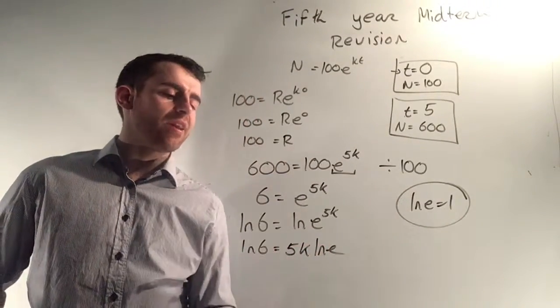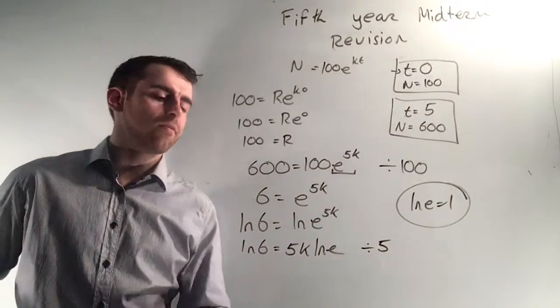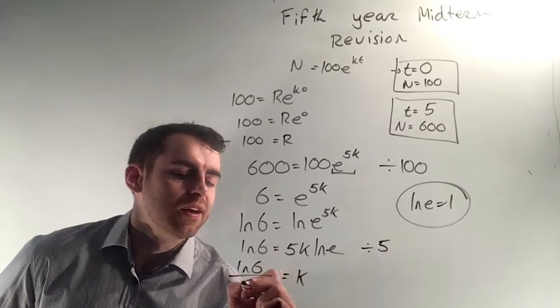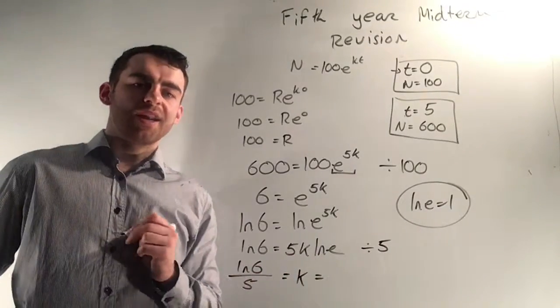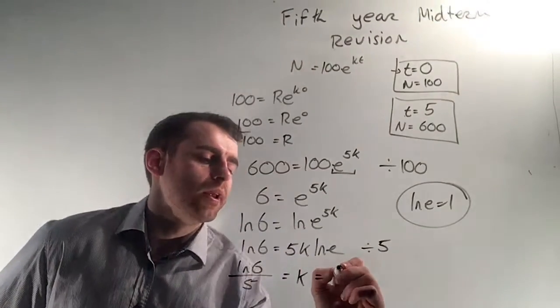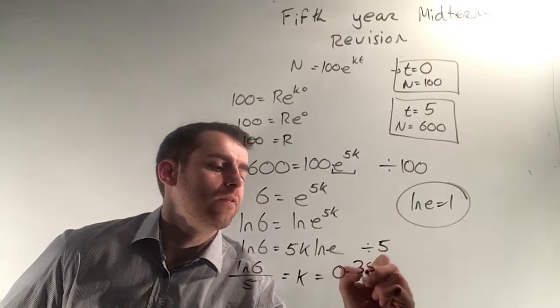So I need to get k on its own. In order to get k on its own, I'm going to divide both sides by 5, which means I end up with k is equal to ln 6 divided by 5. And it asked me to leave this to 4 decimal places. So if I get this to 4 decimal places, my final answer is 0.3584.